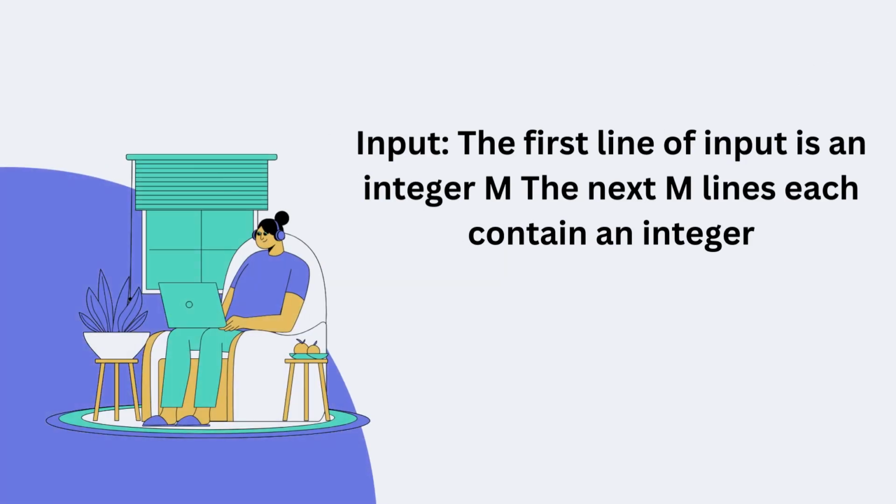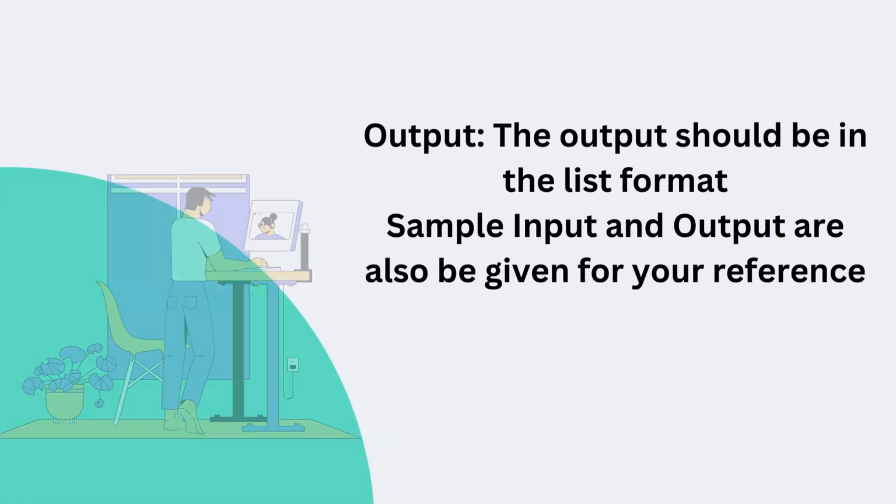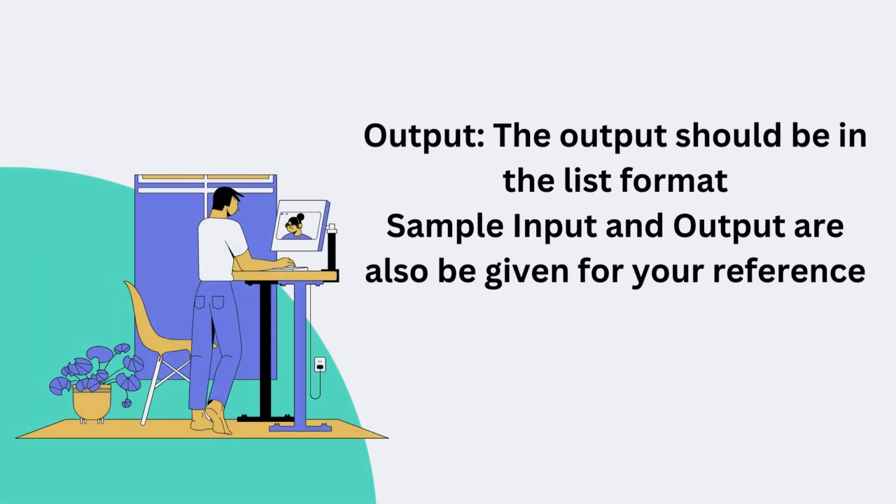Input: the first line of input is an integer m. The next m lines each contain an integer. Output: the output should be in the list format. Sample input and output are also given for your reference.